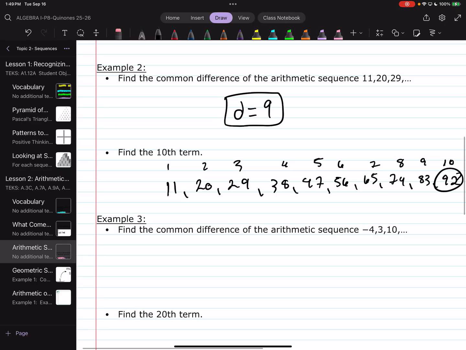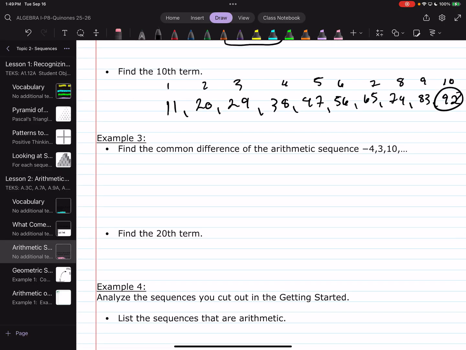Okay. Now that we have a handle on it, I'm going to give you a minute and a half for the next one. Shouldn't take you that long. So, 90 seconds, go.